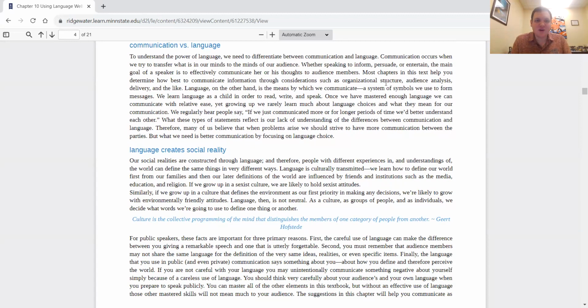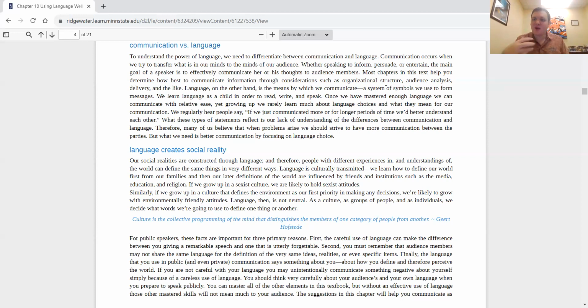So communication is when we're trying to transfer what's on our minds into the mind of the audience, right? In public speaking, that's what we do. Sometimes we're there to inform, sometimes to persuade, sometimes to entertain. But the main goal of the speaker is to communicate your thoughts to your audience. And so the language is how you're doing that, right? You're using the specific words, this system of symbols that you're using to form messages.